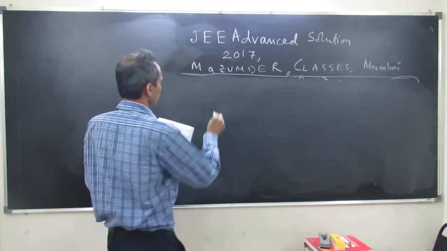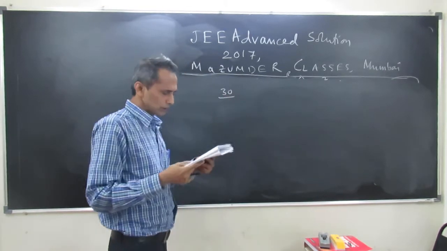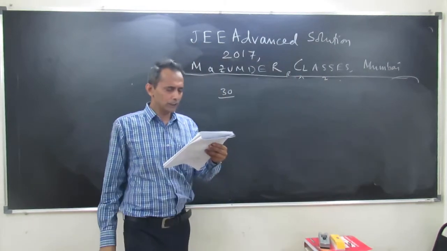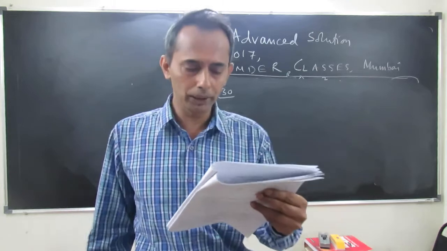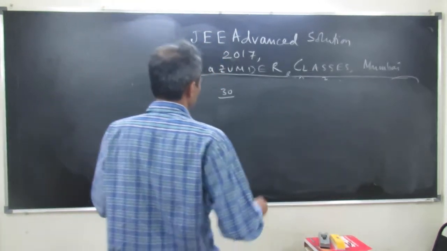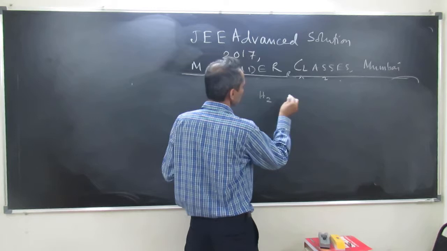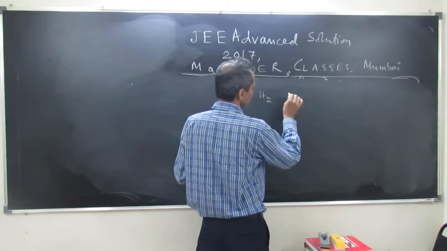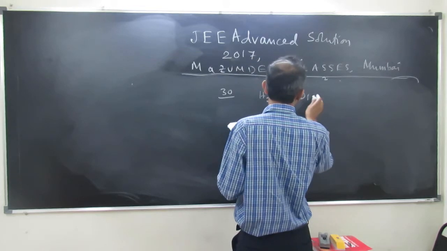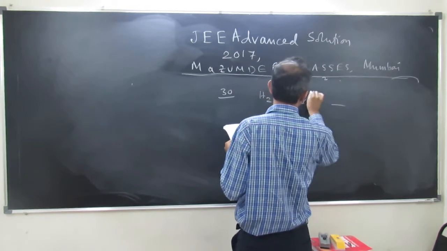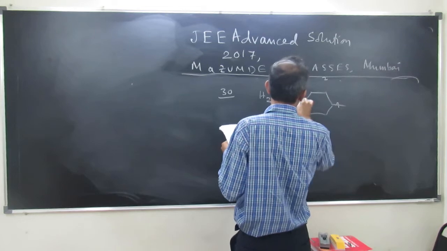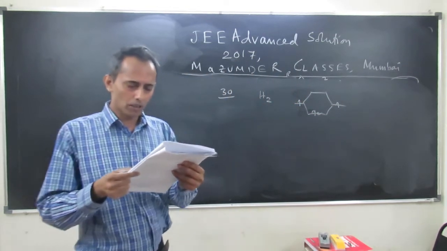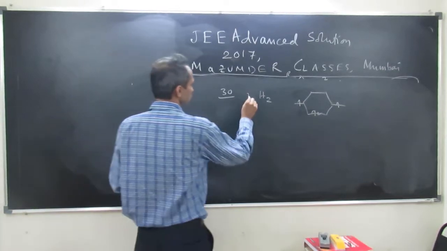Next, question number 30. It is again a very simple question on the basis of the MO theory. Among H2, He2 plus and so many more species that are given, the number of diamagnetic species is asked. See, for H2, always apply the MO theory, all electrons are paired up, so it is diamagnetic, because you can see by the molecular diagram that hydrogen has just 2 electrons, so obviously they are paired up. So hydrogen is diamagnetic.